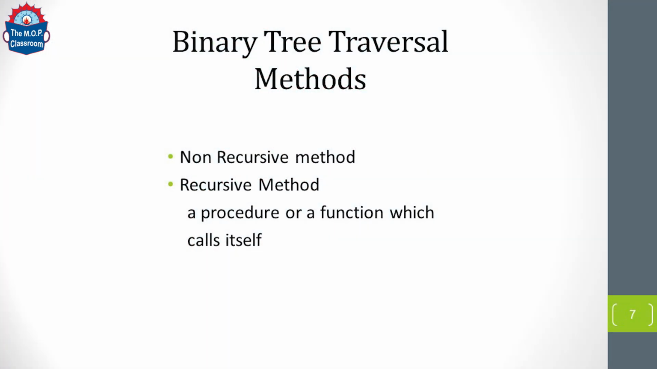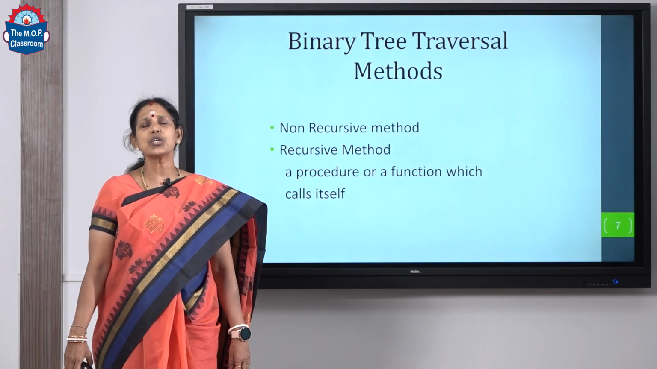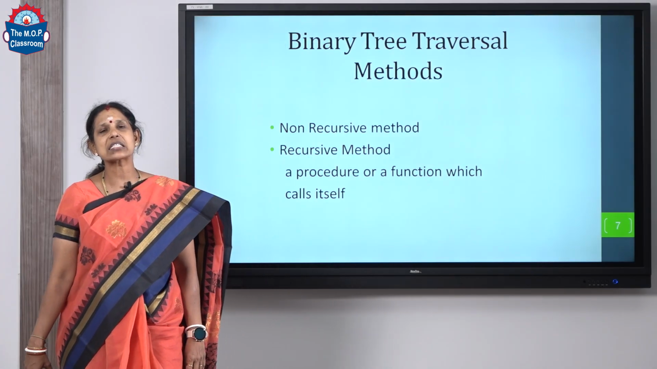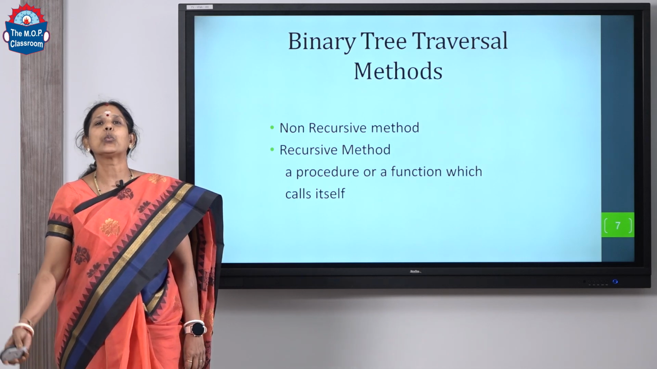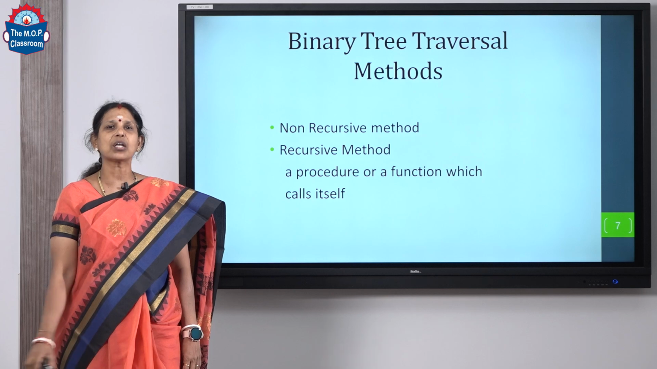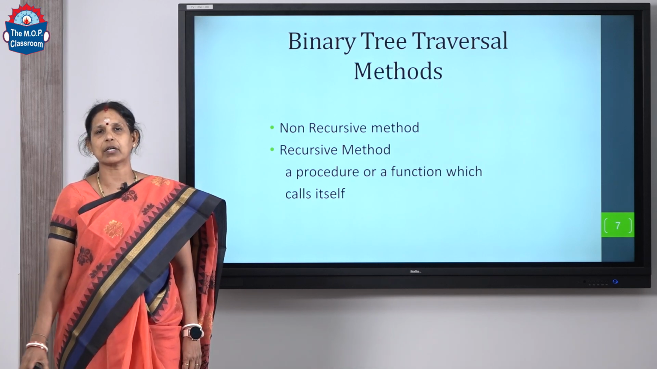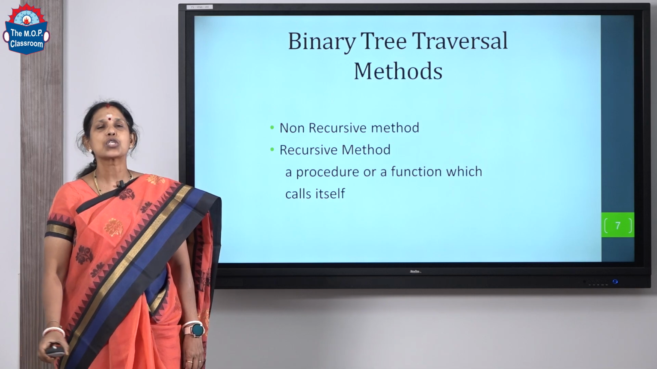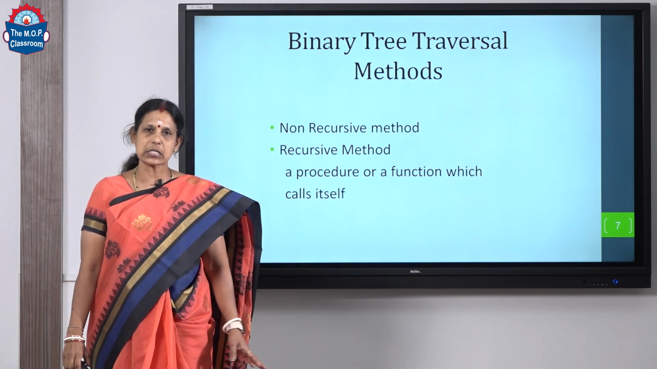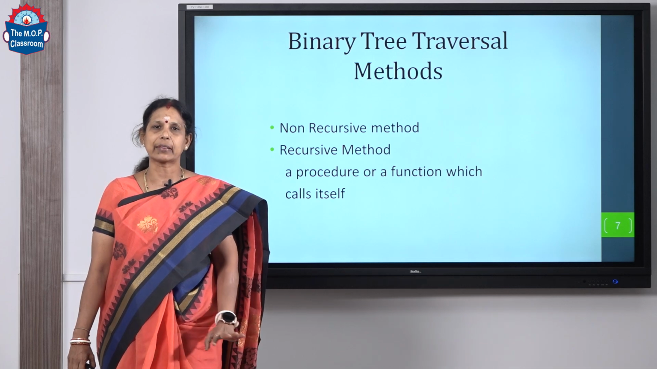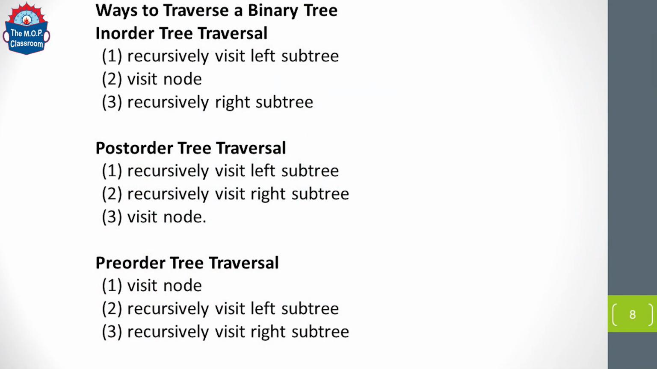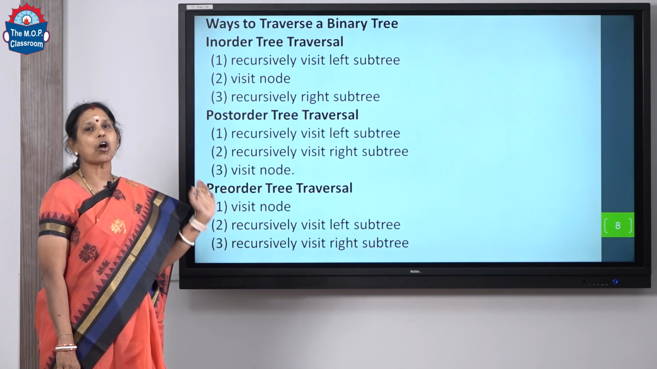For binary tree traversal, there are 2 ways you can do it, either using a recursive algorithm or a non-recursive algorithm. We need to know what is meant by recursion. Recursion is nothing but a procedure or a function which calls itself. In today's session, we are going to discuss only the recursive method of traversing a binary tree. We will see all the 3 recursive methods, namely in-order, pre-order and post-order. The 3 tree traversals are in-order, post-order and pre-order tree traversal.